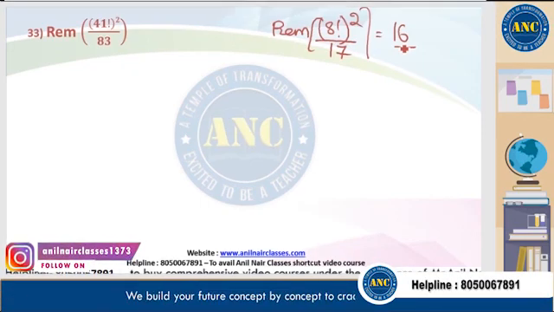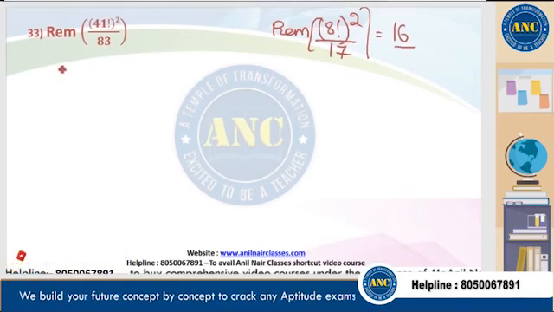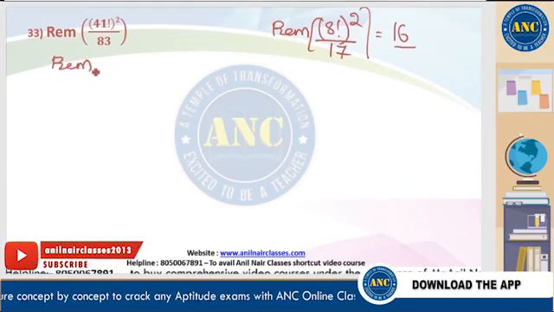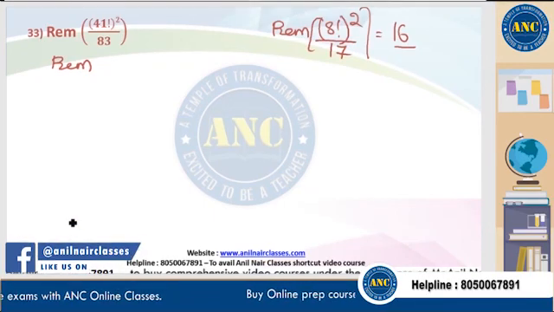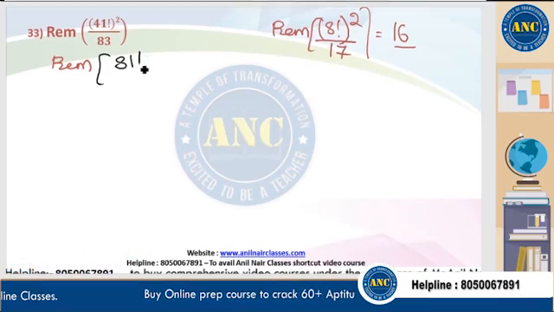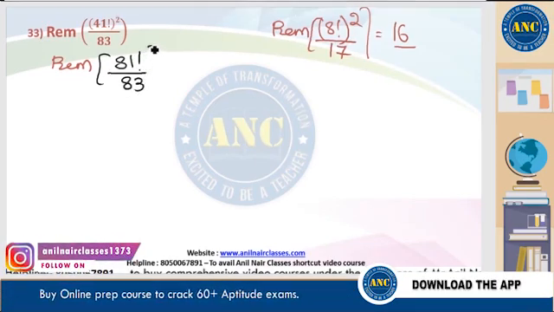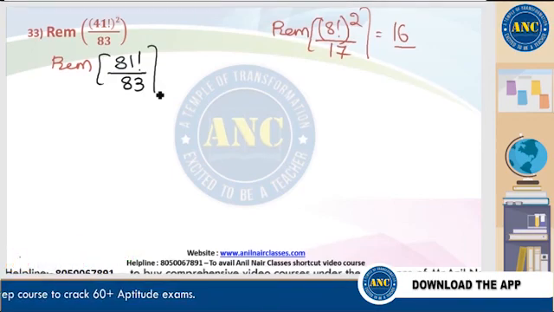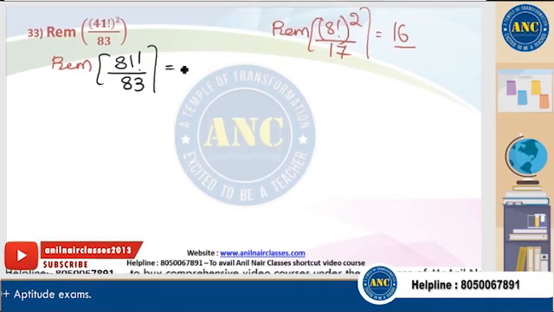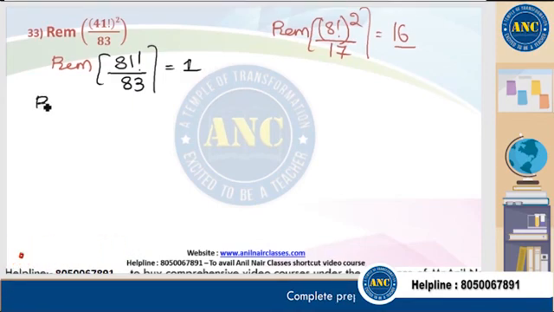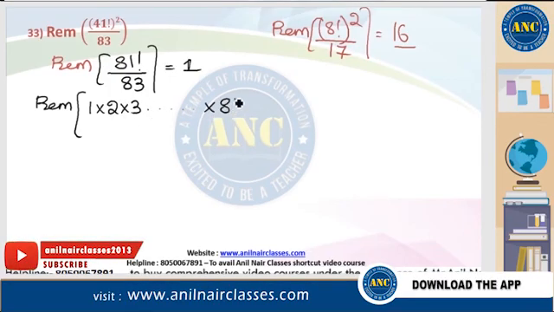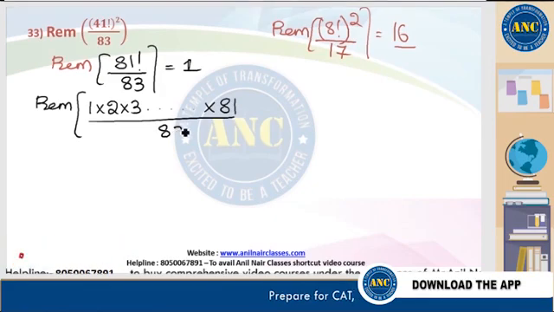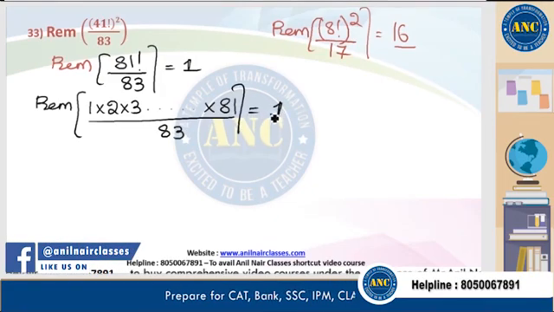Now, let us solve the question. 41 factorial divided by 83. This is nothing but 81 factorial divided by 83. 81 factorial divided by 83, it is nothing but 1. Same approach. 81 factorial is nothing but 1 into 2 into 3 till 81 divided by 83, which is nothing but 1.